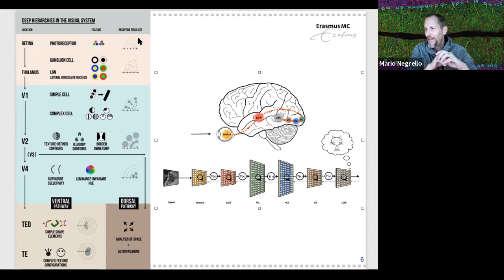And what happens with the so-called simple cells there? Where are we looking at? So these concentric lines now here in V1, what do they represent?